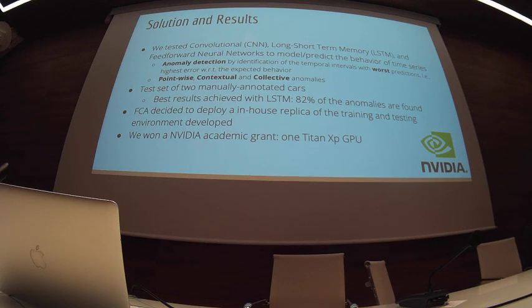They give us manually annotated data, and the best result we achieve is by using long short-term memory networks. By using these deep neural networks, we were able to achieve up to 82% accuracy on the test set of human annotated data.